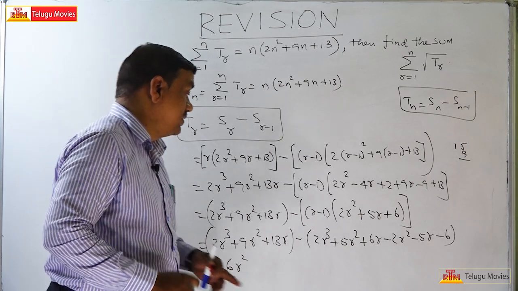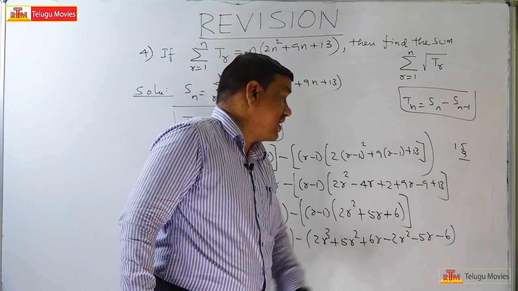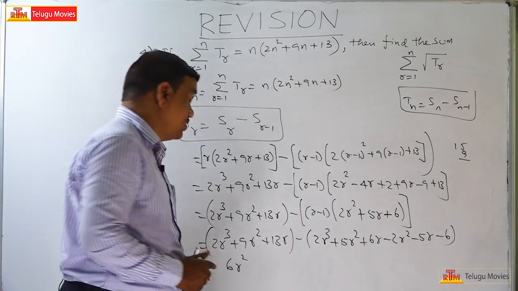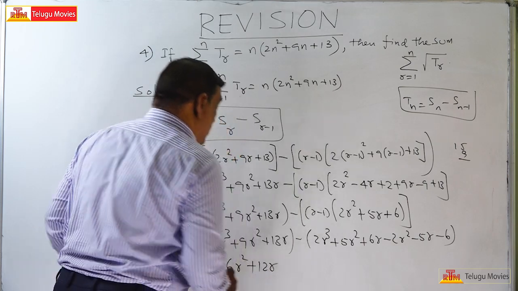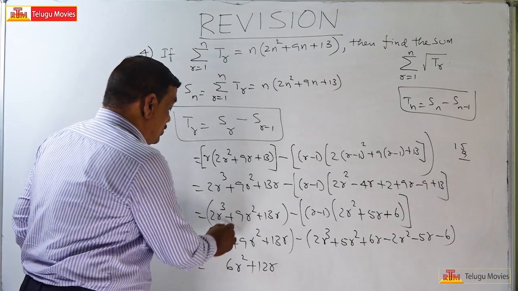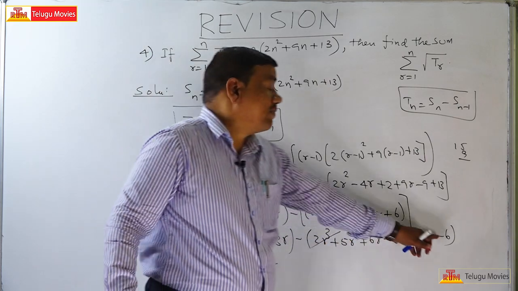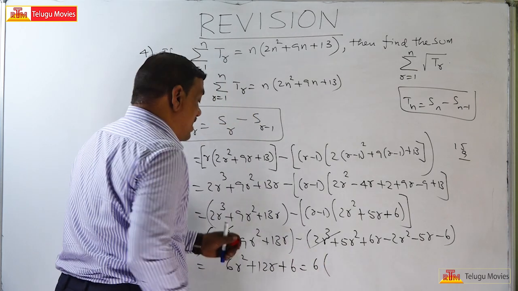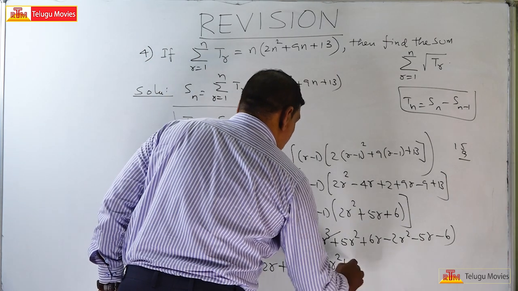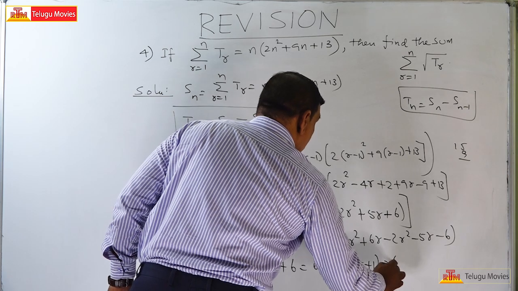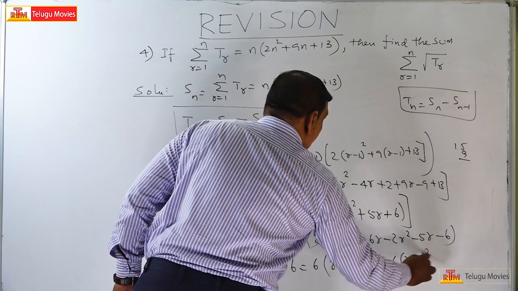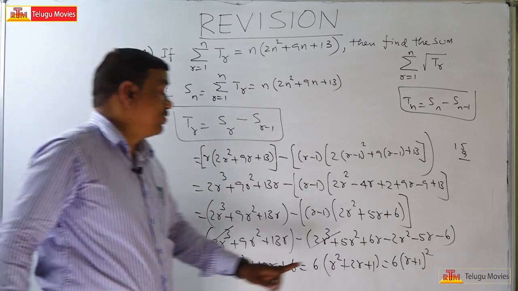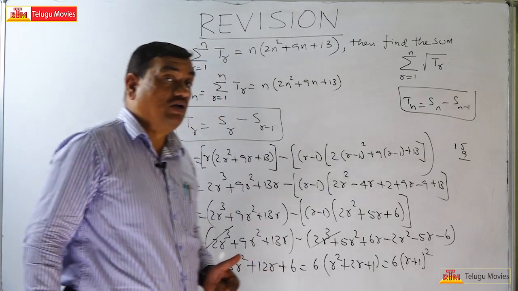Next one. Here 6r minus 5r, only r. 13r minus r, 12r. So this is 12r. Coming to constant, these 2r will get cancelled. Minus of minus, plus 6 is there. If you take a 6 common outside, this is r square plus 2r plus 1. This is 6 into r plus 1 whole square. So on the whole, what you got? TR is equal to 6 into r plus 1 whole square.